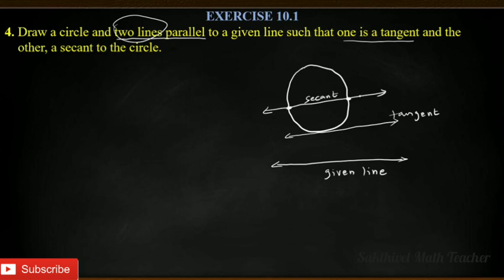They said clearly the secant line and tangent will be parallel. Then the given line is also parallel to these remaining two lines. Now see, children, draw a circle and two lines parallel to the given line. The secant is parallel to the tangent and the tangent is parallel to the given line. That is just drawing work only. Simply draw one circle, one secant, one tangent, and one given line.